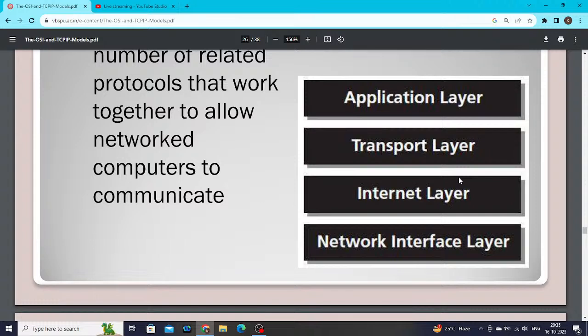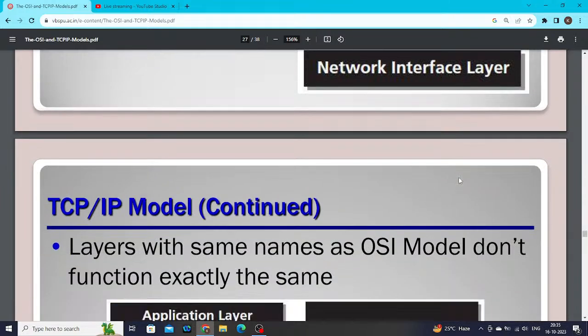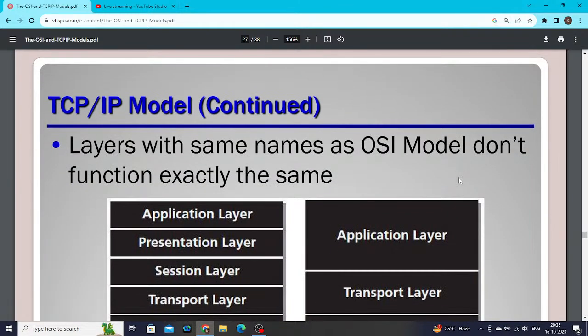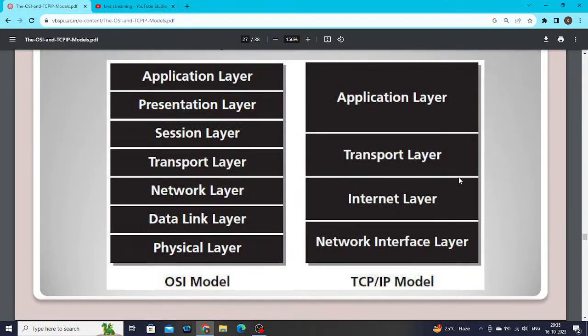Second is the internet layer, then your transport layer, then your application layer. The session layer, presentation layer, and application layer are all present in your application layer. In the TCP/IP model, layers with the same name as in the OSI model don't function exactly the same. We can see here that the data link layer and physical layer both are in the network interface layer.